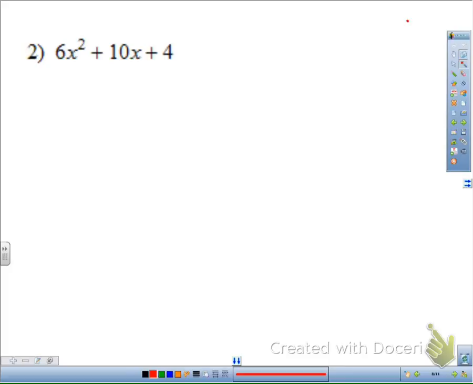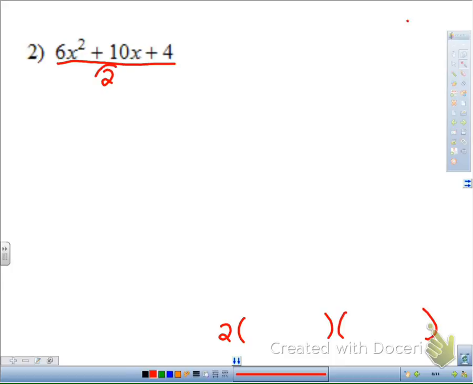Okay, for this particular one, I've got 6x squared plus 10x plus 4. And you check, is there anything I can divide out? And this one, I can divide out a 2. So I know I better put 2 down here where I'm going to write my answer.